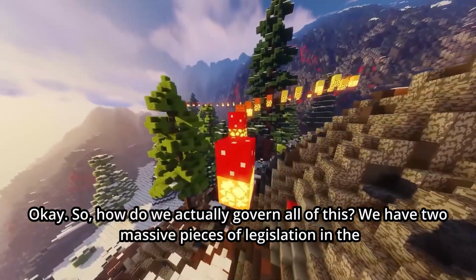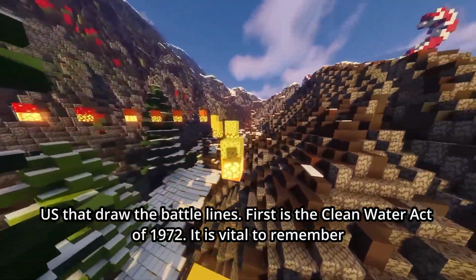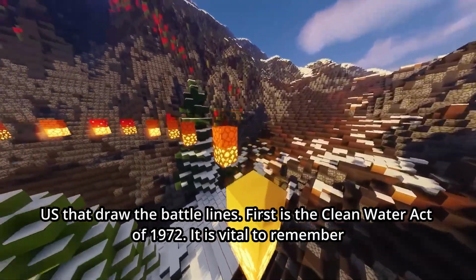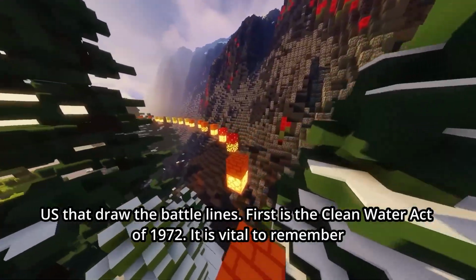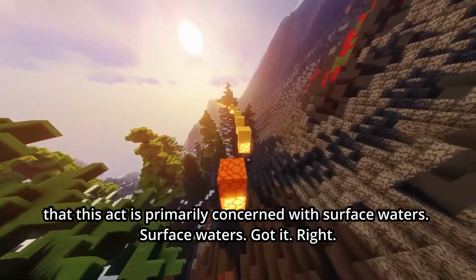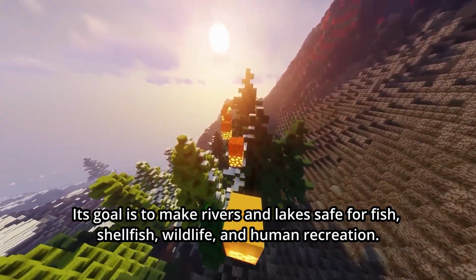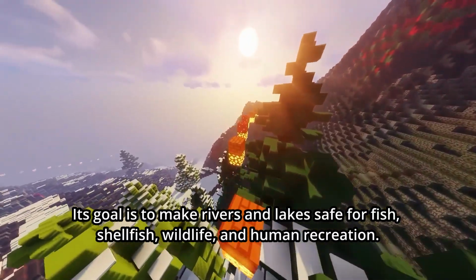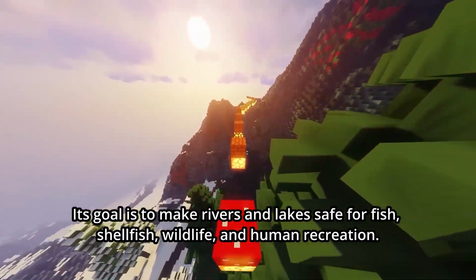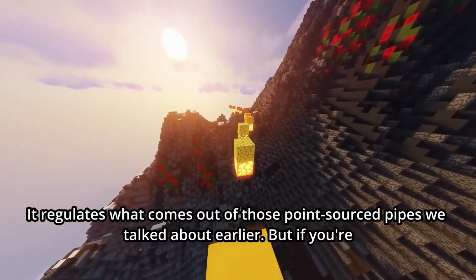Okay, so how do we actually govern all of this? We have two massive pieces of legislation in the U.S. that draw the battle lines. First is the Clean Water Act of 1972. It is vital to remember that this act is primarily concerned with surface waters. Surface waters. Got it. Its goal is to make rivers and lakes safe for fish, shellfish, wildlife, and human recreation. It regulates what comes out of those point source pipes we talked about earlier.